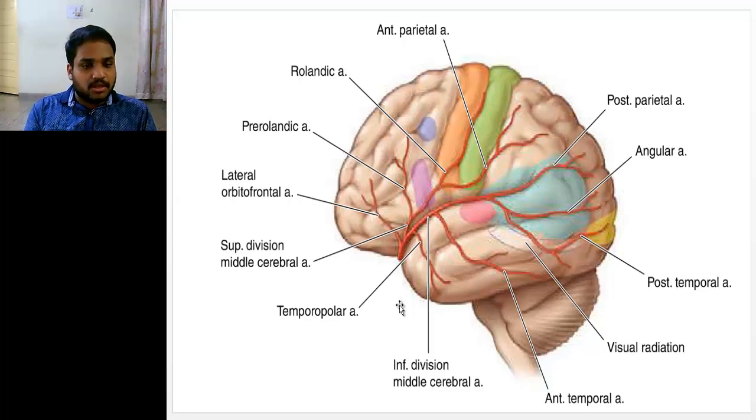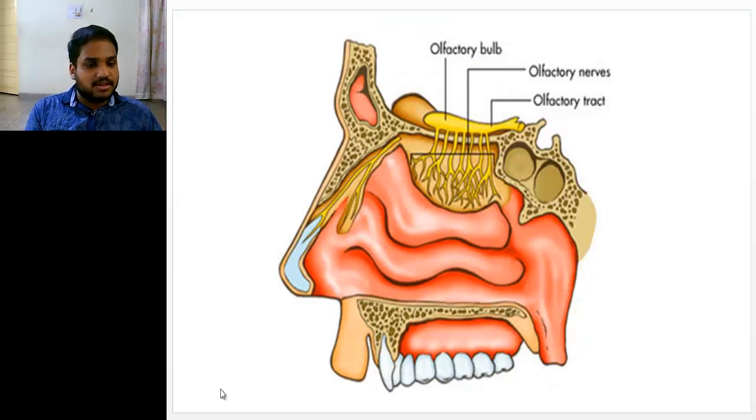Now we will start with the posterior circulation strokes. Before that, I think it would be better that we know about the details of the cranial nerves first, and then we would go into the posterior circulation stroke for a better understanding, right? So we will start with the cranial nerves one by one. So first of all, the olfactory nerve.